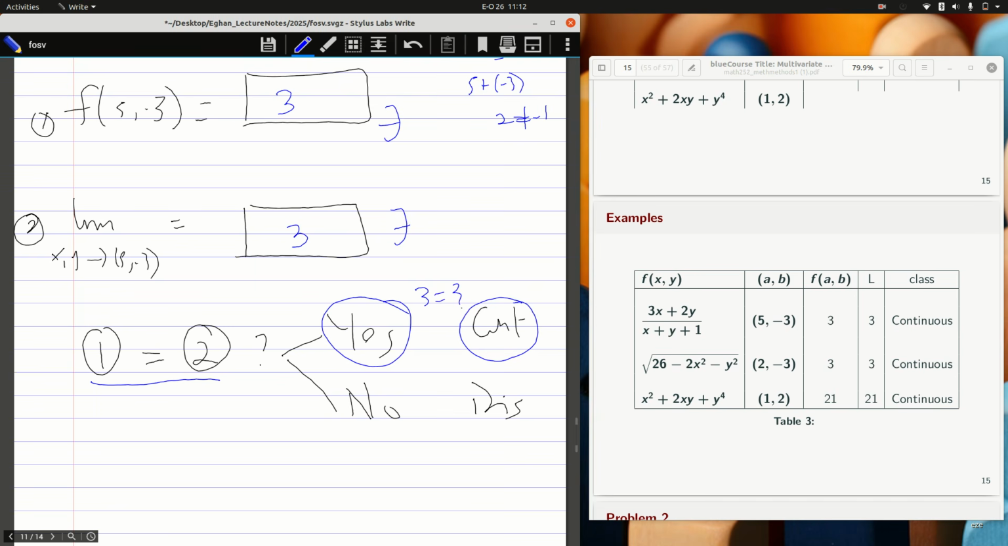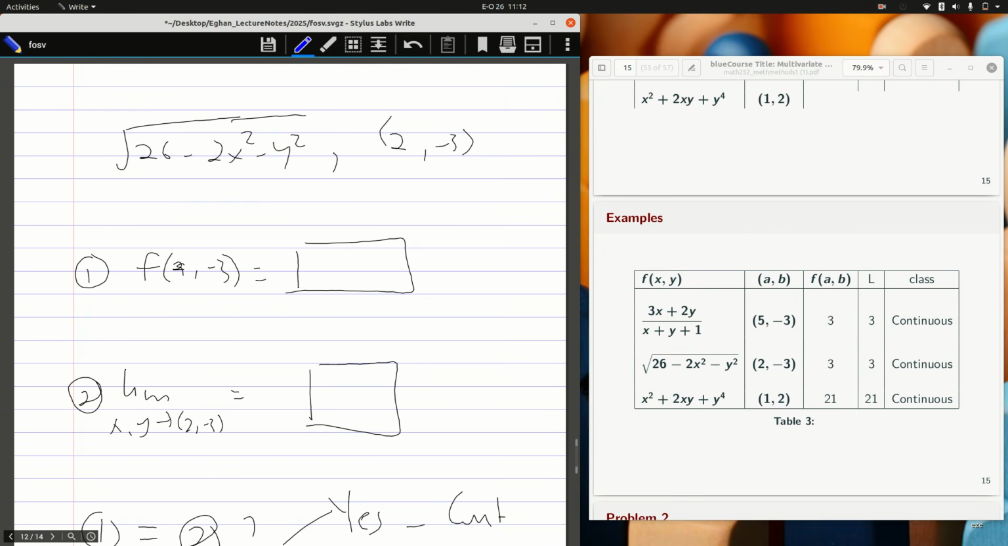Example 2, I have the square root of this. What will be the domain of this? The domain will be such that my 26 minus 2x squared minus y squared should not be negative, to avoid the negative square root. Assume I want to work in the real line. You know negative exists, but the square root of a negative is a complex root. So what is the domain here?